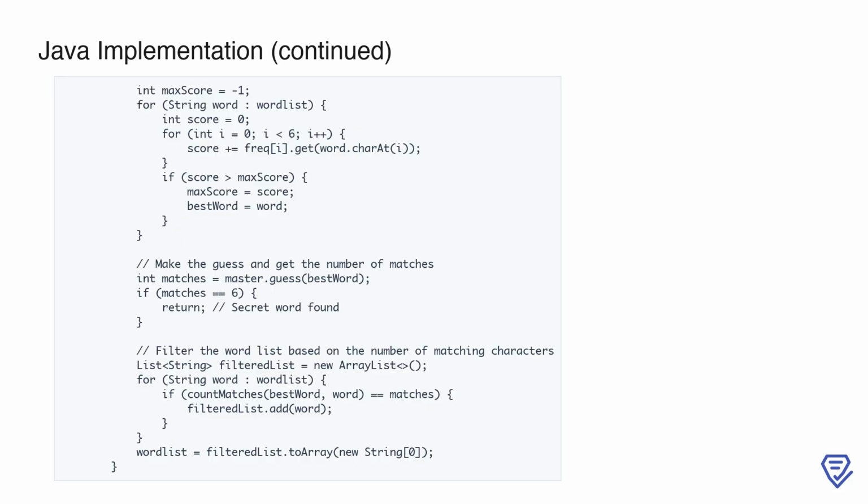After choosing the best word, we use the guess method provided by the master class to compare this word with the secret word. The method returns the number of matching characters. If all 6 characters match, the secret word has been found, and we exit the method. Otherwise, we filter the word list to keep only those words that have the same number of matching characters with the guessed word as the value returned by the guess method. This ensures that the remaining candidates are consistent with the feedback we've received, narrowing down the possibilities.